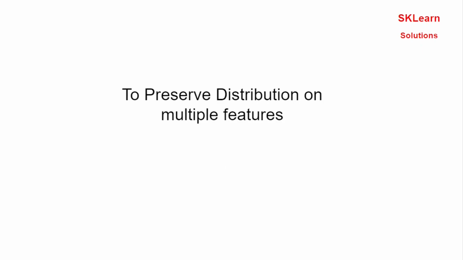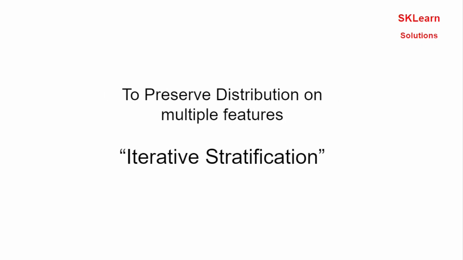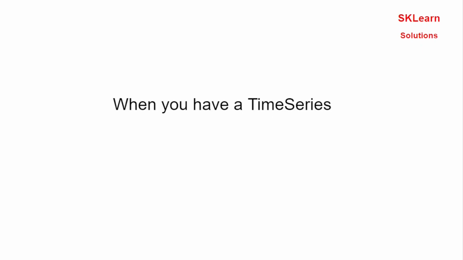When you want to preserve distribution across multiple features, which is important, we move to another level of stratification called the iterative stratification strategy, okay? I'll explain this iterative stratification, but right now understand that it goes into another iterative loop to stratify, which means to selectively pick which sample should be part of a particular bin. And obviously, when you have a time series, it's much simpler. You use a time series split. It is not KFold anymore. It is time series split.